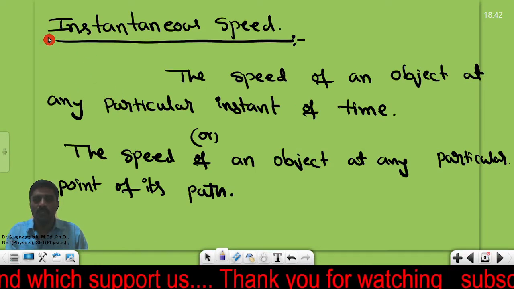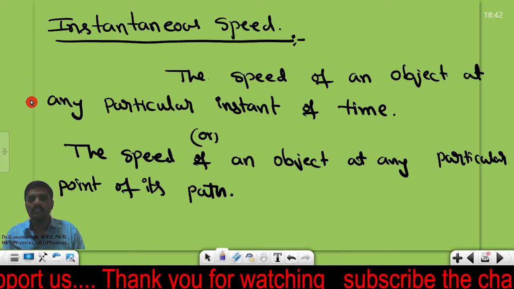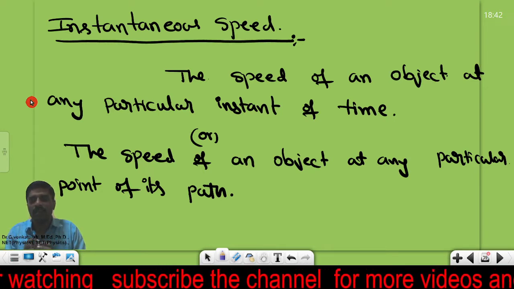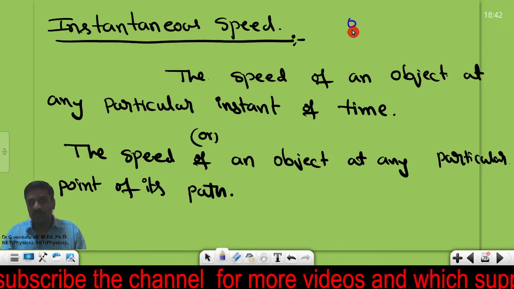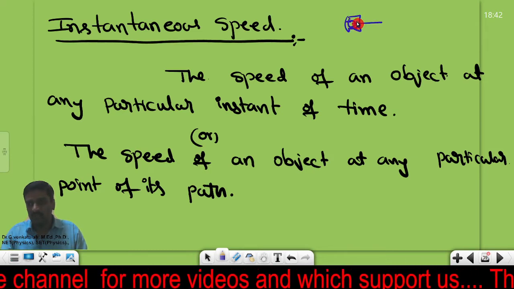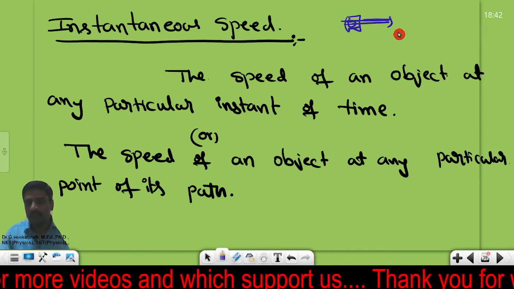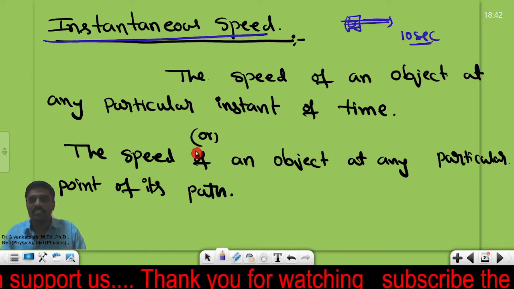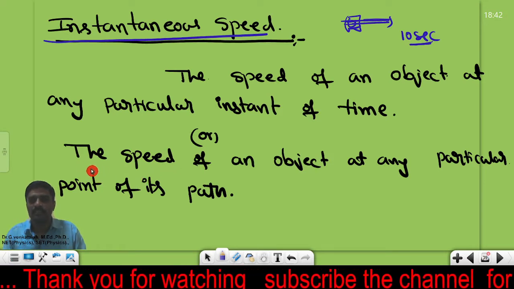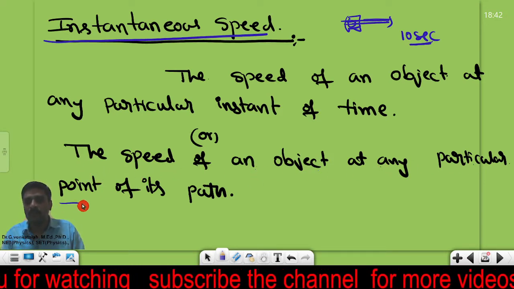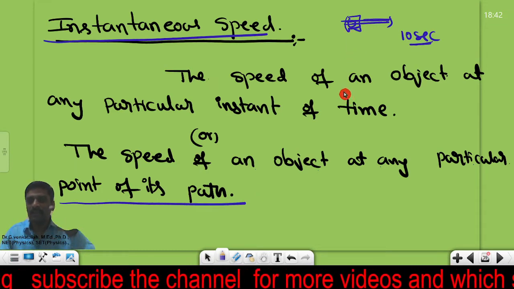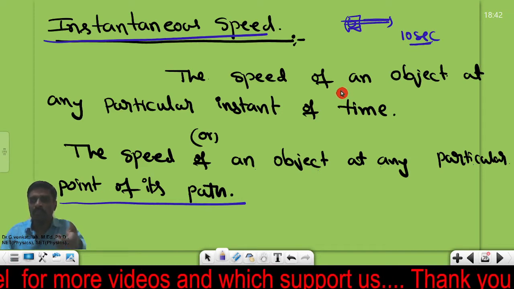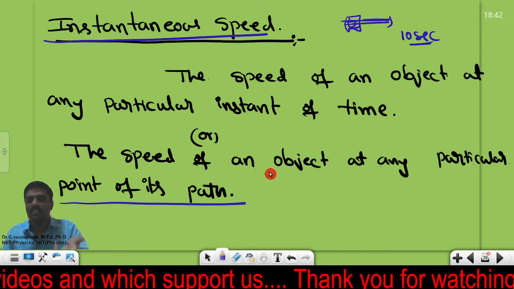Let me go to the fourth one, instantaneous speed. What does instantaneous speed mean? It is the speed of an object at any particular instant of time. Let me take a vehicle going in this direction. At exactly 10 seconds, what is the speed of the object? That is named the instantaneous speed. Or we can take another definition: the speed of an object at any particular point. That means exactly at the 10 kilometer stone, at the 10 kilometer point, what is the speed of the object? That is also named the instantaneous speed.